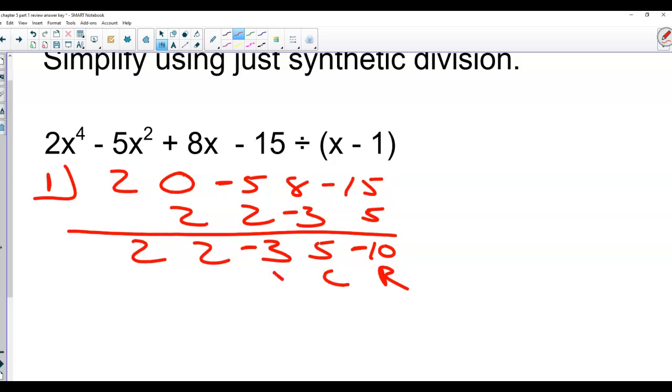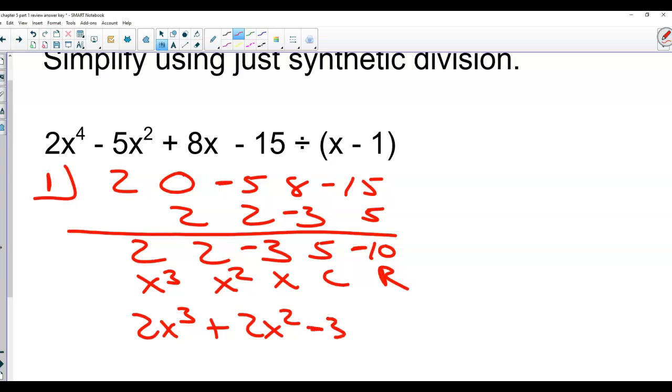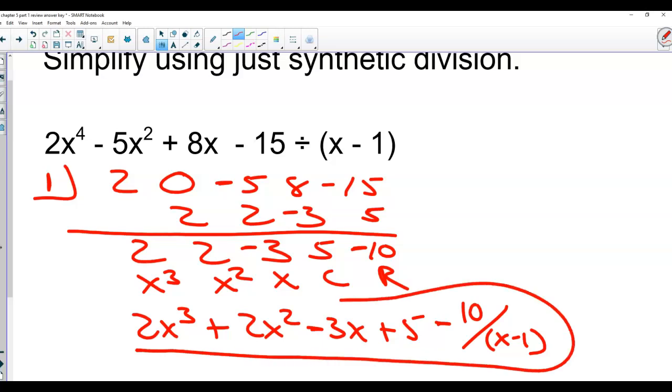Remainder, constant, x squared, x cubed. Where there's no sign, we put a positive. When there's a negative sign, you keep it. 10 over x minus 1. So it's remainder over the divisor. And that's my answer.